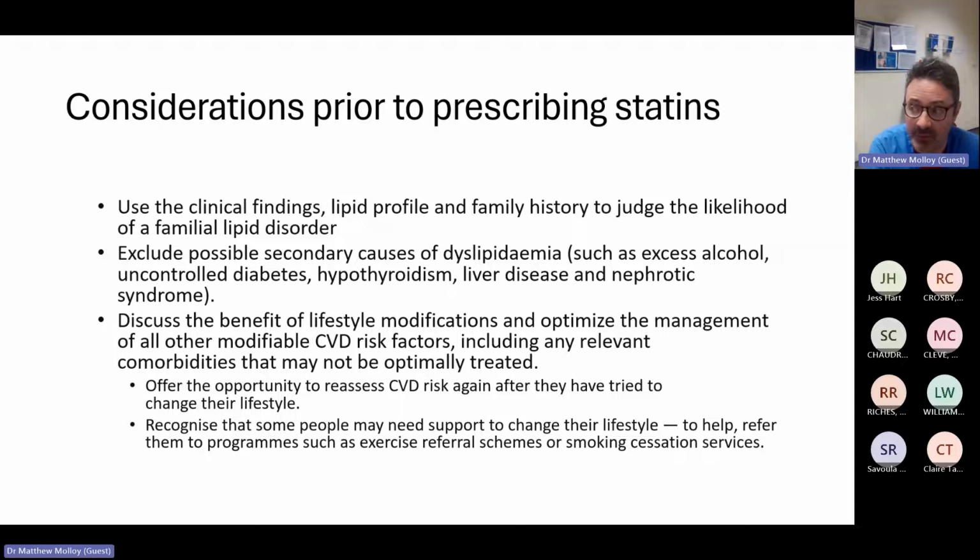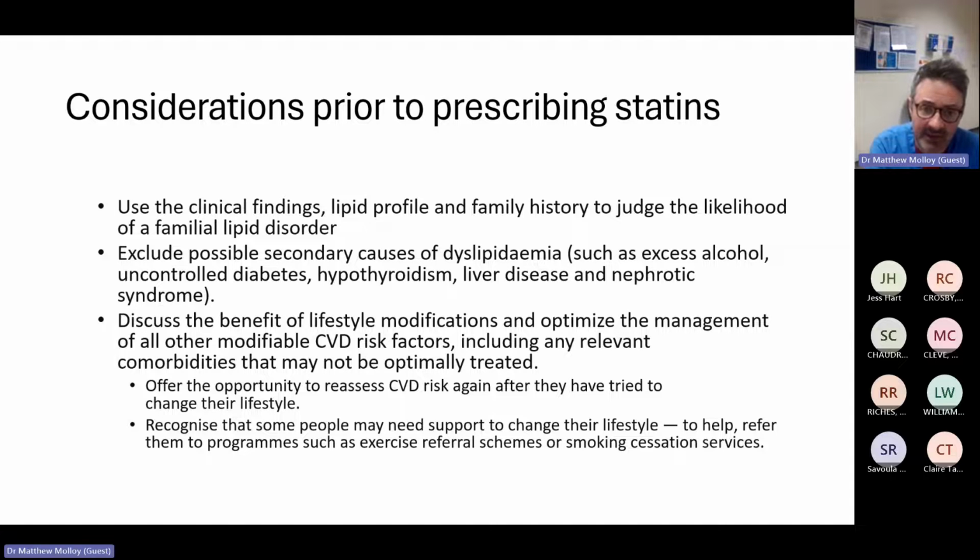Uncontrolled diabetes. So we need to control diabetes as a priority and then consider rechecking the cholesterol. But again, these patients will be on a statin. Hypothyroidism: if their thyroid is out of kilter, that can affect lipid metabolism, and we need to make sure that that is treated to target before making further decisions. Liver disease can affect it, and also nephrotic syndrome.